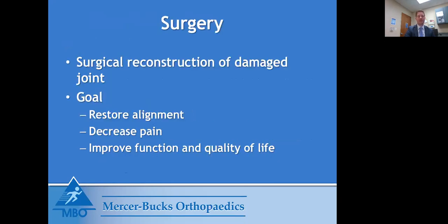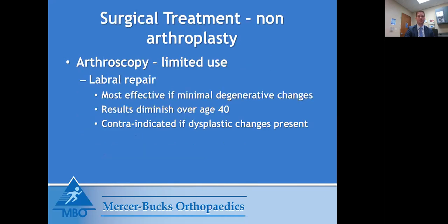Now, if we've done the non-surgical treatments, we've modified our activities, we've been taking oral medications, we've done some physical therapy, had any injections, and the pain continues to progress and impair the quality of life, then we start talking about surgical options. And so when we're talking about surgical treatment of hip arthritis, we're looking to restore alignment, decrease pain, and improve overall function and quality of life.